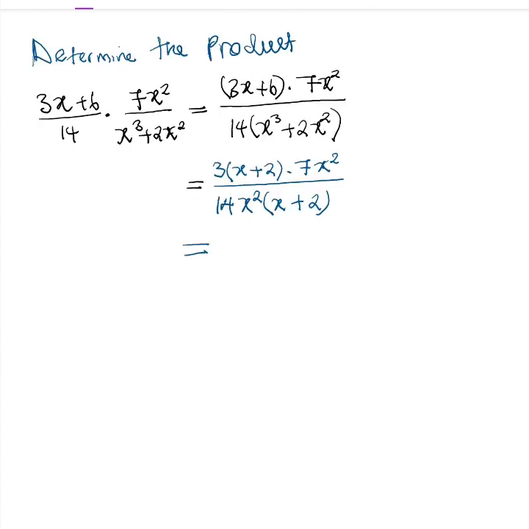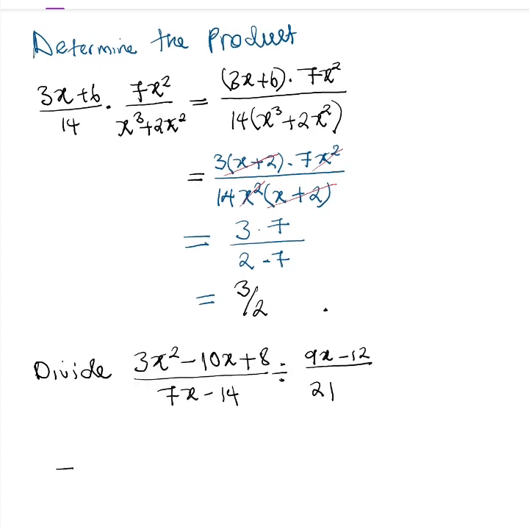The next step is cancellation. X plus 2 and x plus 2 go. Then look at x squared. X squared and x squared go away. Then we remain with 3 multiplied by 7. I can write 14 as 2 multiplied by 7. But anyway, we just say 7 into 14 is 2. You don't need to rewrite all this, but this is just 3 over 2. So the whole expression simplifies to 3 over 2.